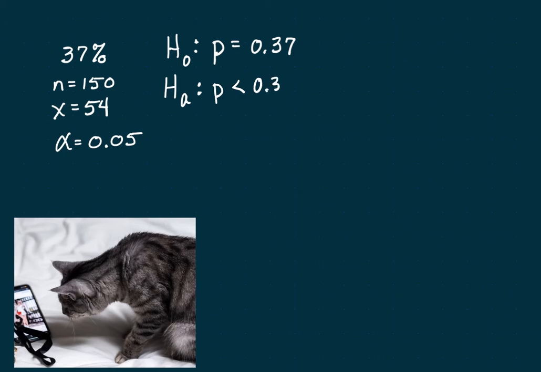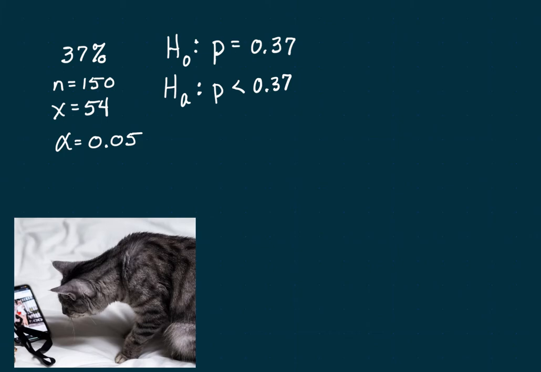Okay, this isn't earth-shattering, so we will use the usual level of significance. We'll use 0.05 level of significance. All right, so the null hypothesis is that the population proportion equals 0.37. 37% of people who have pets and a phone talk to them on the phone. Okay, and the alternative hypothesis? The veterinarian thinks that less than 37% of pet owners talk to their pet on the phone.